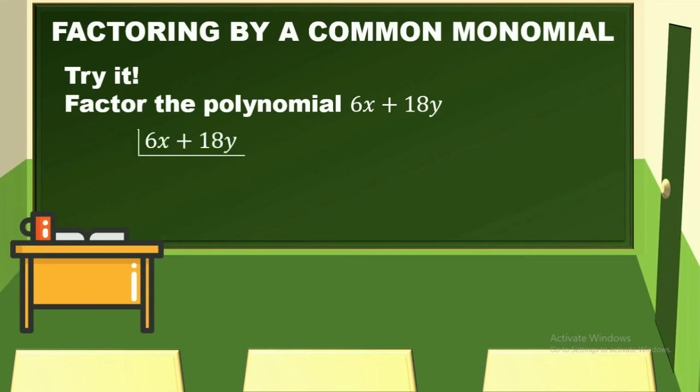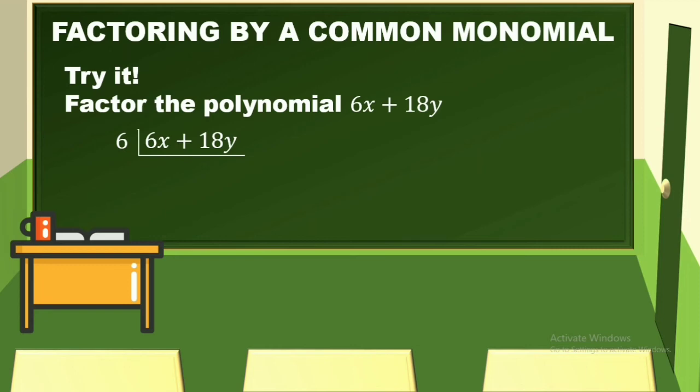Let's have this elbow, then copy the expression 6x plus 18y. Then let's think a number that we can divide to 6 and 18. Pwede si 2, tama? Pwede rin si 3, pwede rin si 6, tama? But this time, we will use the GCF of 18 and 6, and that is 6.